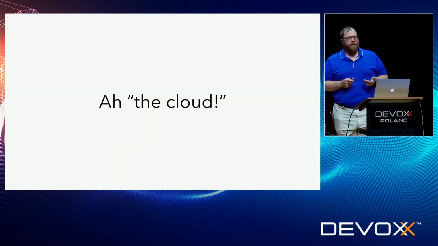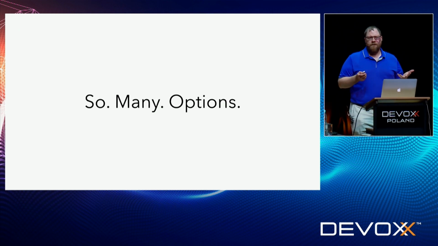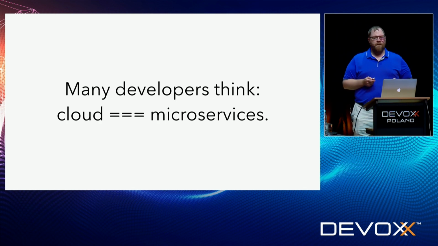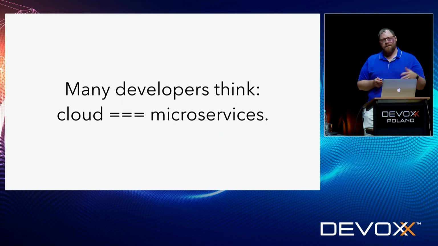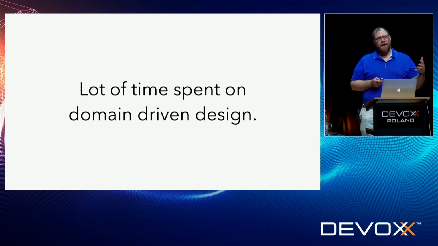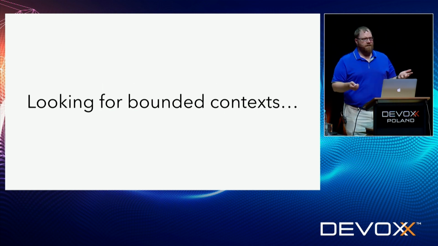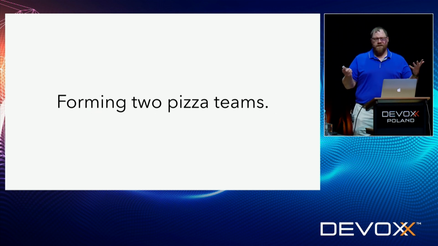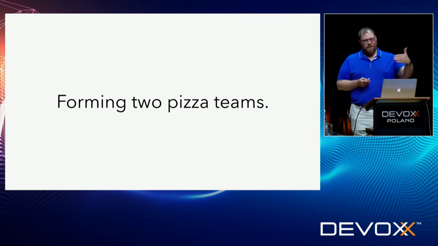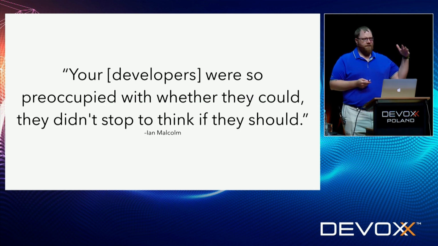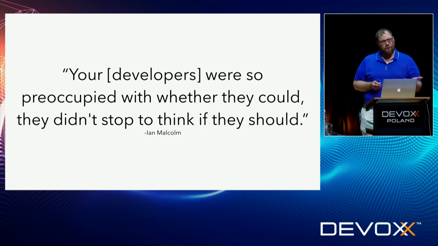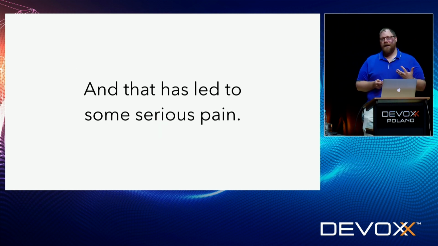But let's talk about the cloud, shall we? There are a lot of different options here. And for better or worse, a lot of developers think the cloud means I have to do microservices. So a lot of people today are dusting off their copy of domain-driven design, searching high and low for bounded contexts, and maybe even breaking out a ubiquitous language. They're figuring out what a two-pizza team is, and that's good, but I think there's a step we missed, which, to paraphrase everyone's favorite chaos mathematician, your developers were so preoccupied with whether they could, they didn't stop to think if they should. And we're starting to see some pain come out of that.